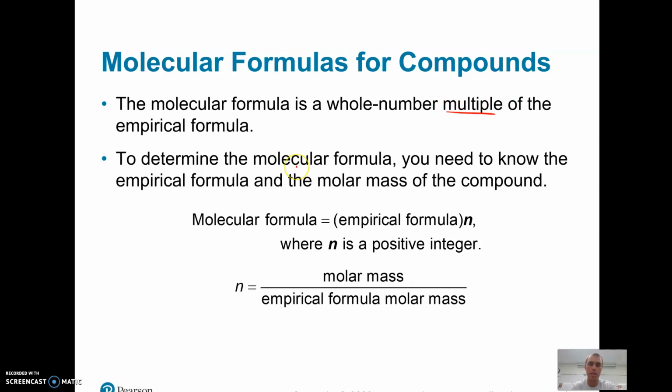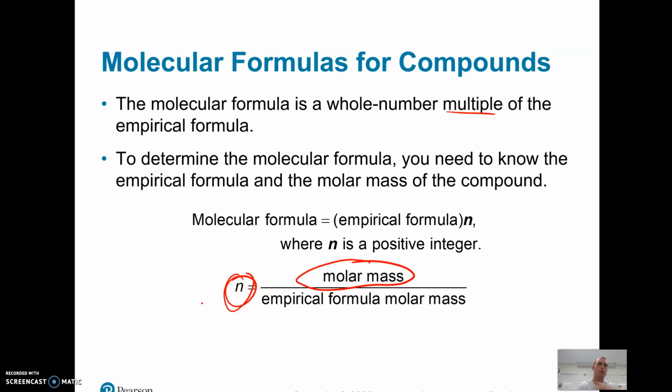So in order to determine molecular formula, we need to know the empirical and the molar mass of the compound in question. Okay. The molar mass of the entire compound is going to come here on top. Once we find the empirical formula, that's going to go on the bottom. So the mass of the empirical formula goes on the bottom. When we divide these two, it's going to give us a ratio. So let's say that the molar mass of the compound is 3 times bigger than the empirical formula. N would then be 3.